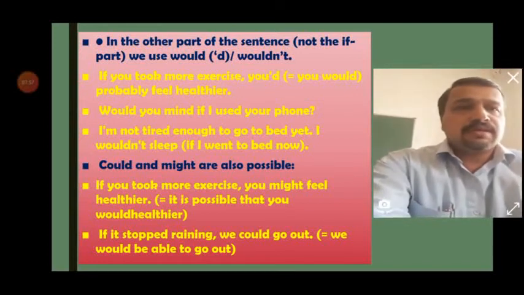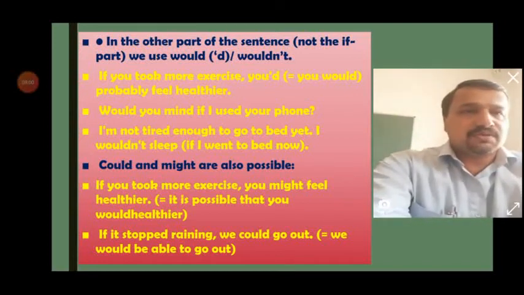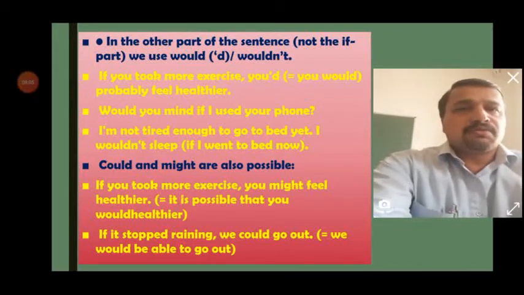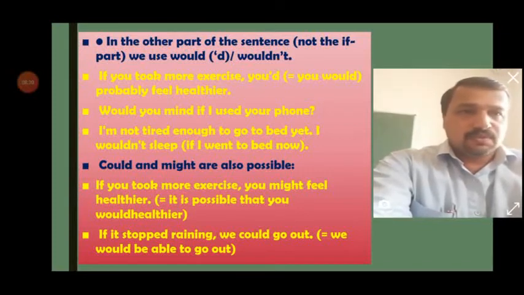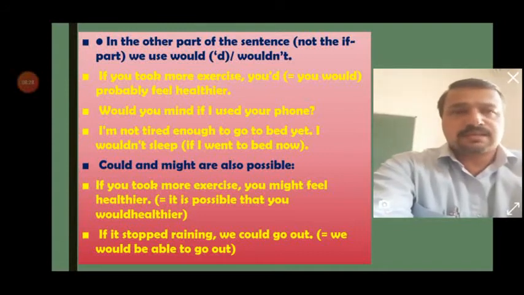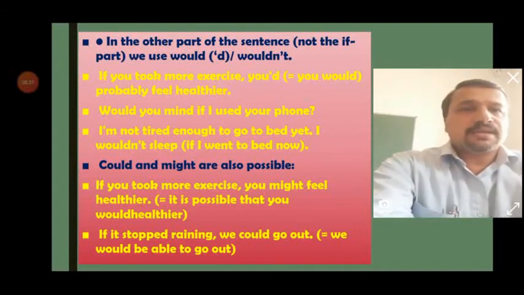So here we talk about an impossible situation or a situation where the probability is very low. So there, first example, you can see if you took more exercise, you would probably feel healthier. It was expected, but you did not do it, or you are not doing it. Would you mind if I use your pen? So, do you feel any problem or any trouble if I use your pen? This is the sense. Next one, could and might are also possible in the place of would.